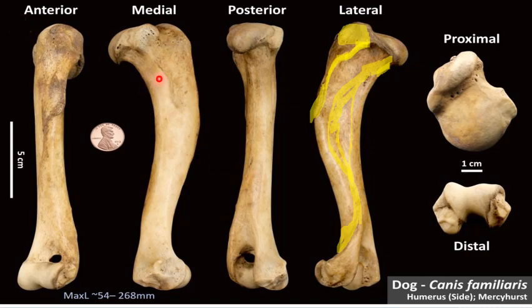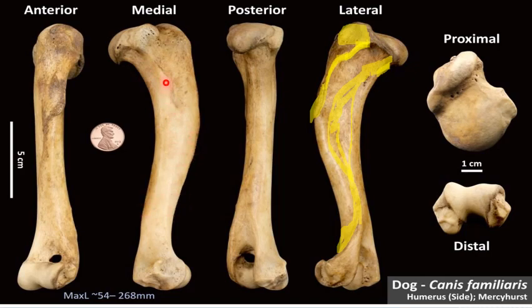Now let's talk about the medial surface of the humerus. The medial surface of the humerus is flat, and it is roughly triangular in its proximal half, while it is rounded distally. So you can see that it is nearly triangular proximally, while it is rounded distally.